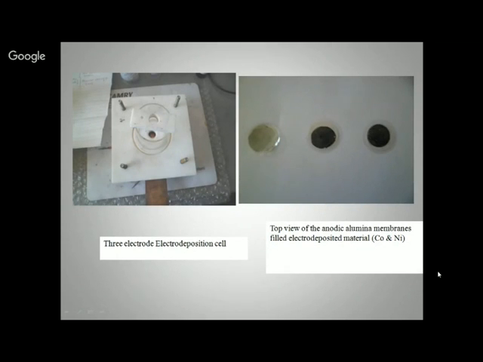So this is the simple cell setup that we are using, and on the right hand side you can see the membranes. The first image is showing that we have coated a silver paste on one side of the membrane, and then we electrodeposit the material in it, and after the electrode deposition the membranes are looking like this. Now you can dissolve these membranes.